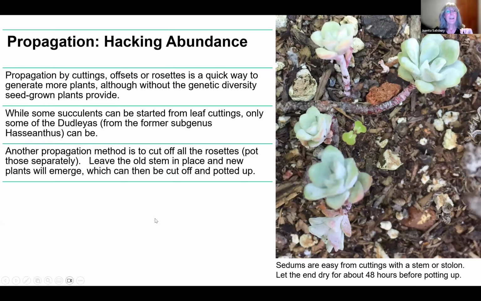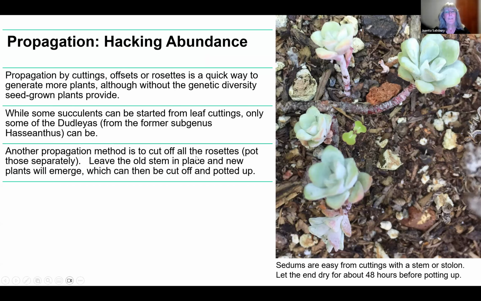Some of the other hacks, propagation. You want to use abundance as a hack for resilience, and I'll tell you why it's important to have abundance in your garden. For succulents, you can do cuttings from some of them. Offsets or rosettes are a quick way to generate more plants, although without the genetic diversity that seed-grown plants provide. While some succulents can be started from leaf cuttings, only some of the dudleyas can be, not all of them. But dudleyas are super easy from seed. I'll show you in a moment.